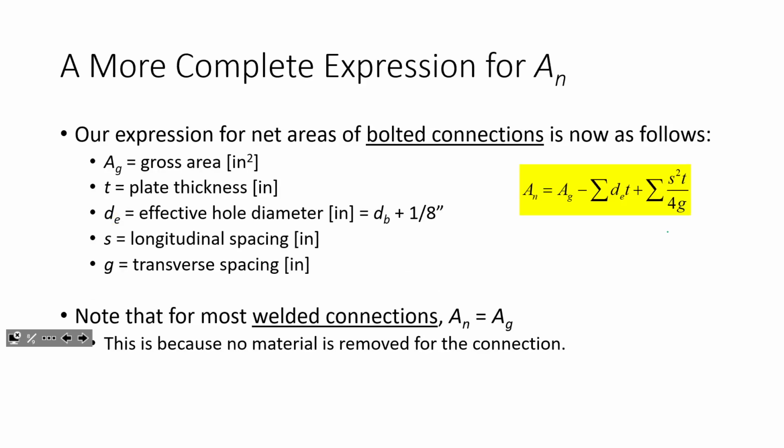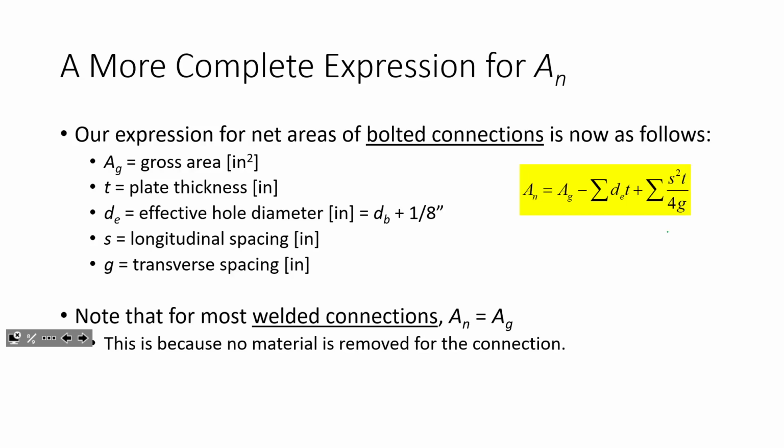All right, so here's a more complete expression for AN. I propose that the net area can be computed as the gross area minus the area lost due to the presence of bolt holes plus any necessary stagger factors. And that's basically what I have here. So if you want a starred slide to put in your notes or what have you, this is it.